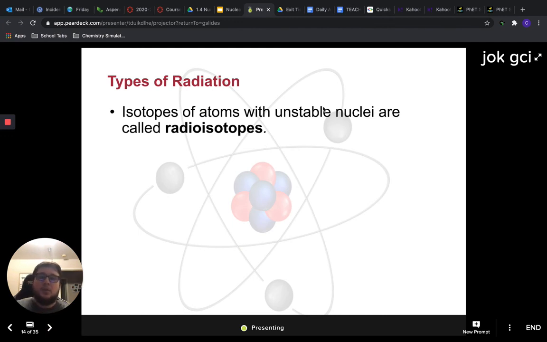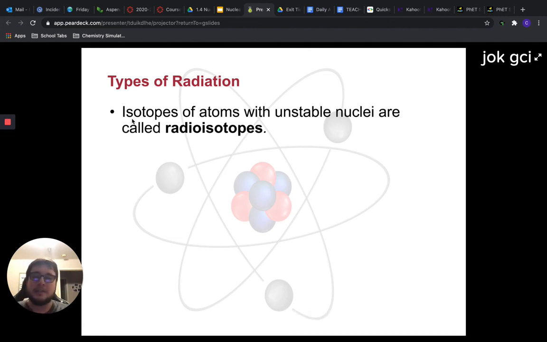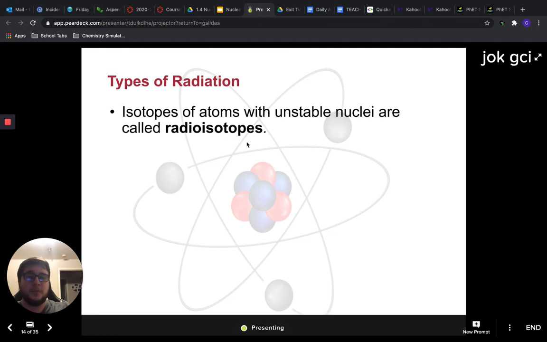All right, so different types of radiation. Any isotope of an atom that has an unstable nucleus is called a radioisotope. We learned what an isotope was in yesterday's lesson, and that's basically just a version of an element that has a certain number of neutrons in it. So two isotopes, for example, would be the same type of element, like two carbon atoms, but they would have different numbers of neutrons. Okay? And if one of those isotopes is unstable, then we call it a radioisotope because it's radioactive.